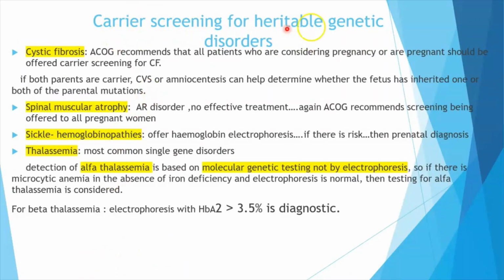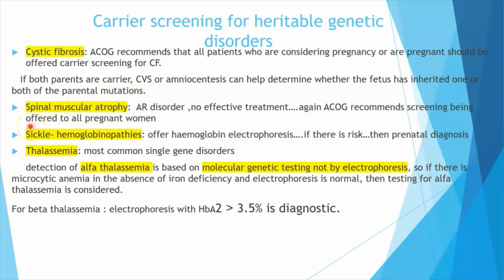Now, how do we do carrier screening for heritable genetic disorders? What are the heritable genetic disorders? Cystic fibrosis, spinal muscular atrophy, sickle hemoglobinopathies, and thalassemia. For cystic fibrosis, ACOG recommends that all patients who are considering pregnancy or are pregnant should be offered carrier screening for cystic fibrosis. If both parents are carriers, then chorionic villus sampling or amniocentesis can help determine whether the fetus has inherited one or both of the parental mutations.